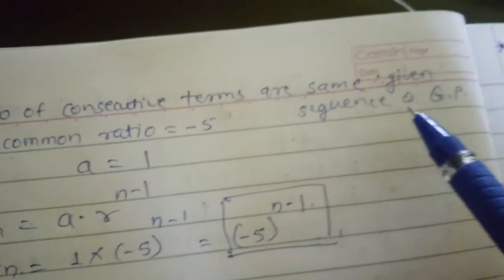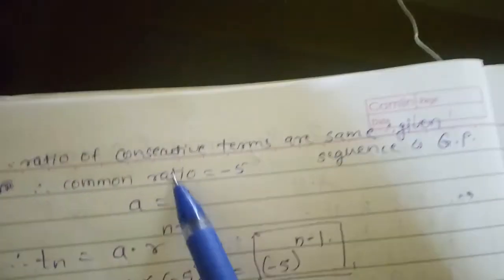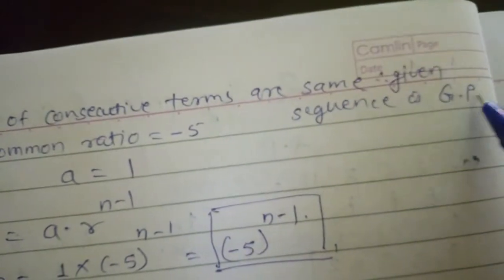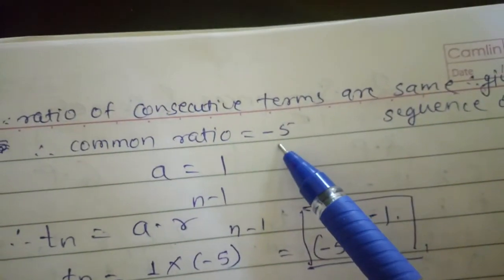So all the ratios we get are the same, that is minus 5 and minus 5. So the ratio of all consecutive terms is the same, that is minus 5, and so the given sequence is a GP. You have to write down that the ratio of consecutive terms is the same and so the given sequence is a GP. And the common ratio we get is minus 5.